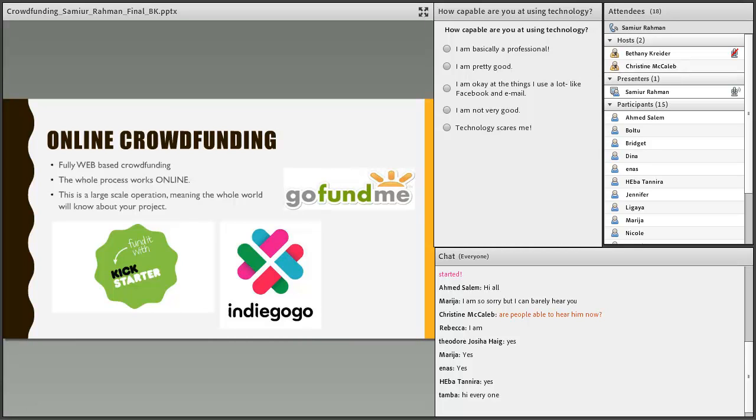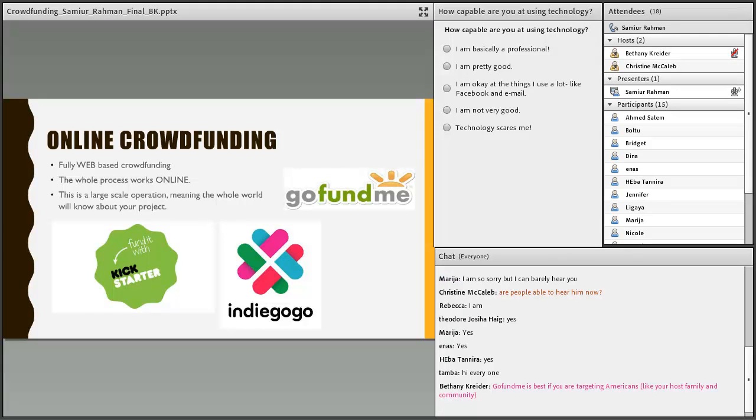So the three best global websites are GoFundMe, Kickstarter, and IndieGoGo. If you have a project where you want to target America, GoFundMe is the best. If you want to get funds from all over the world, IndieGoGo is the best. And Kickstarter is basically a mixture of both, but it's a newer one compared to the others. So let's see how it goes with the others.